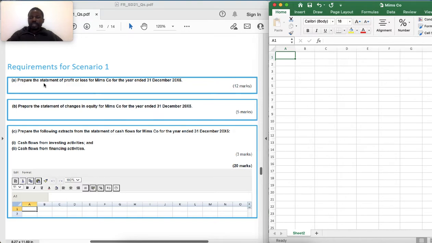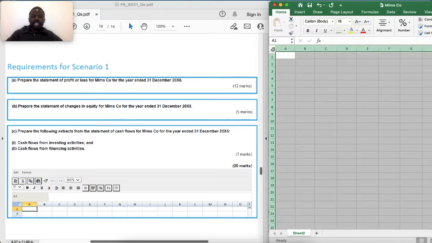Requirement A, prepare the statement of profit or loss for Mims Co. for the period ending 31 December 20x5, 12 marks. B, prepare the statement of changes in equity for Mims Co. for the year ended 31 December 20x5. C, prepare the following extract from the statement of cash flows for Mims Co. for the year ended 31 December 20x5. 1, cash flow from investing activities. 2, cash flows from financing activities.